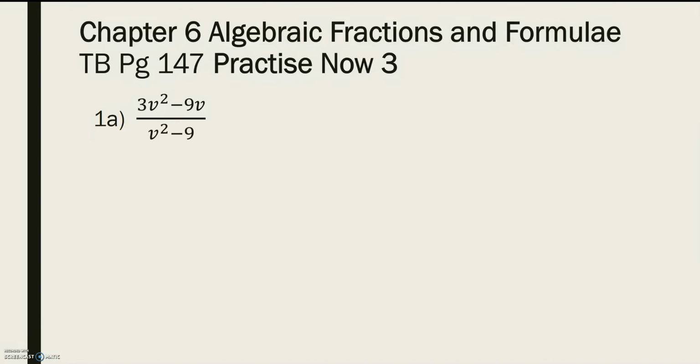So in question 1a, for 3v squared minus 9v divided by v squared minus 9, for the numerator, you would be able to see the common factor 3v immediately between the two terms in the numerator. However, in the denominator, you see v squared minus 9, which you need to recognize is the algebraic identity v plus 3, v minus 3, and simplify it in the second step like this.